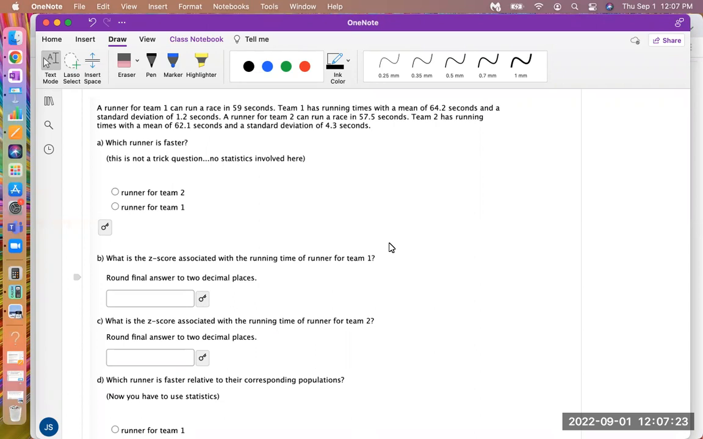The smaller number is the faster time. So the faster runner is the first runner for team two. Okay, that appears to be the faster runner. When we look at just times by themselves, the runner from team two appears to be the faster runner. And then they ask, what is the z-score associated with the running time of the runner from team one?